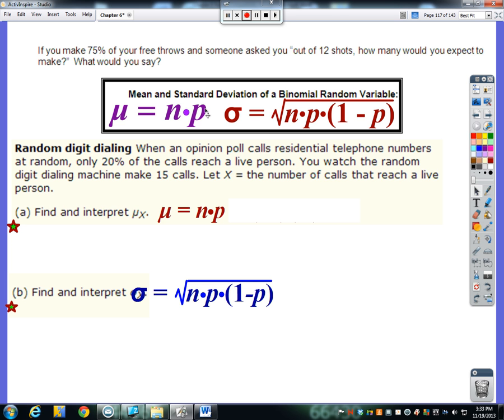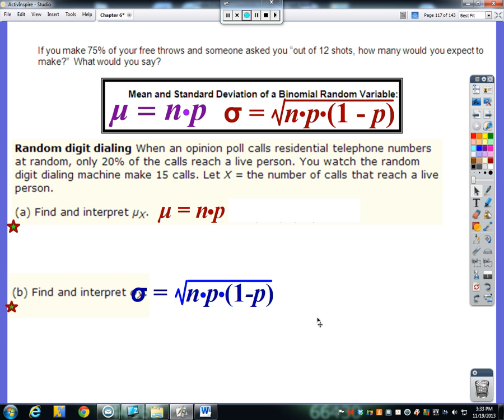Now, the standard deviation, on the other hand, is not quite as straightforward, but here's the formula that we'll use, which is the square root of n, which would be 12, times p, which is 0.75, times the probability of failing, 1 minus p, which would be 25%. Okay, so I'm not going to actually calculate that. We'll actually go through this full example here.